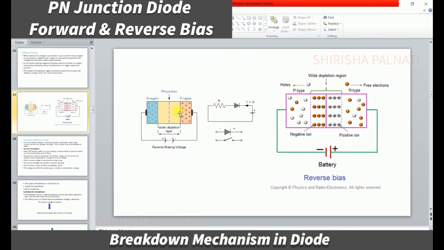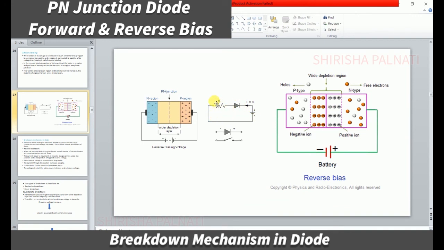That's why the depletion region width is increased. So this is the reverse biasing, and in reverse biasing it has a high resistance. In the forward bias it has a low resistance, and in the reverse bias it has a high resistance. See here, this is the circuit of the reverse biasing.